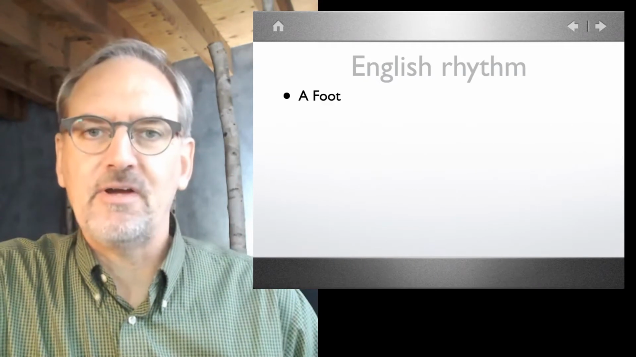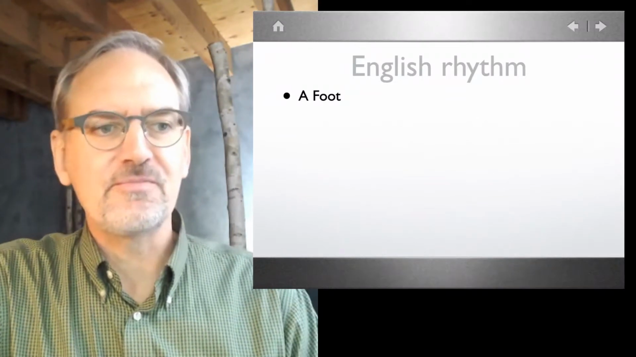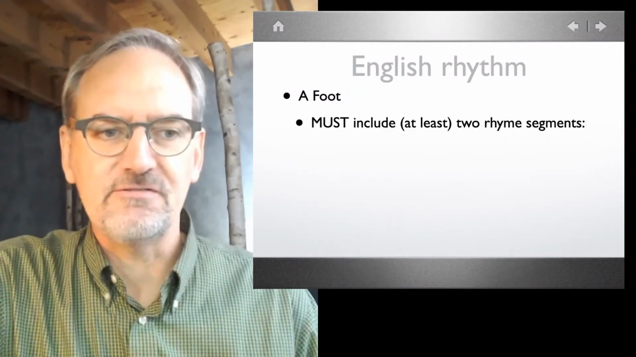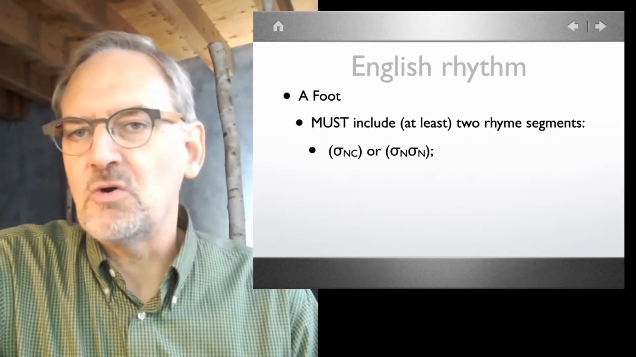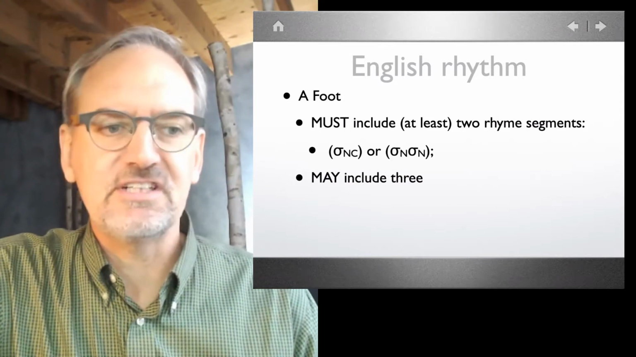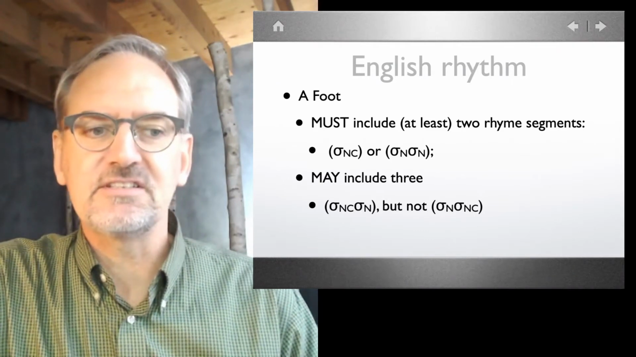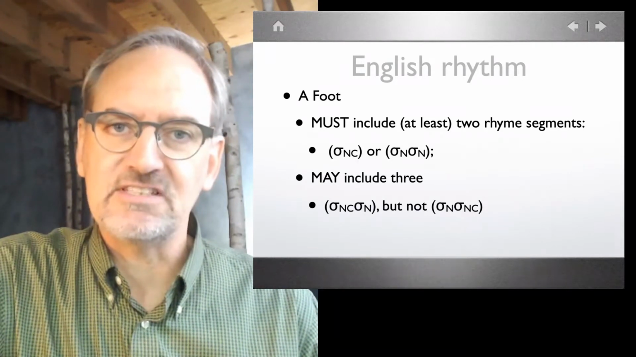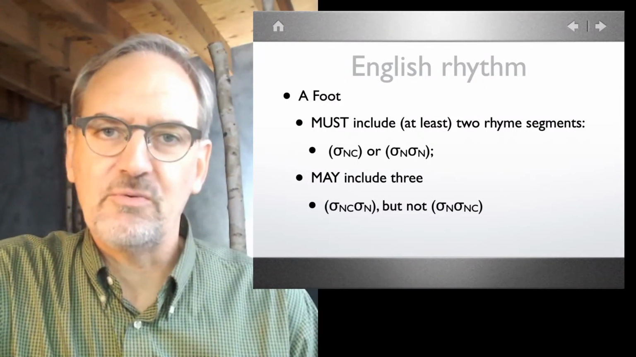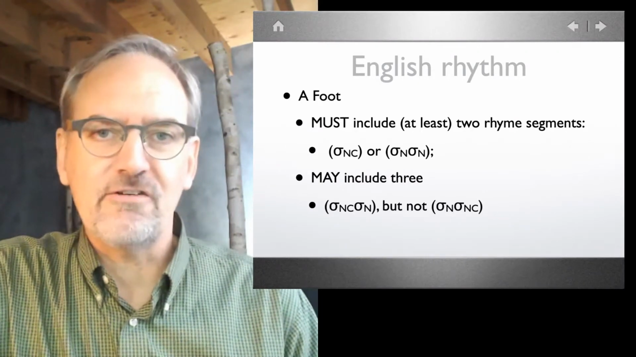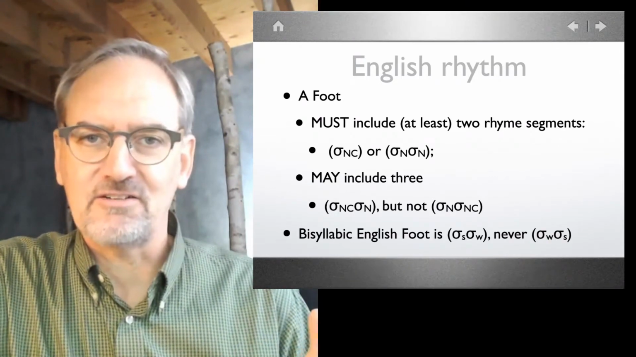Now let's back up and talk about rhythm and then add one more detail and then kind of go a little further. So we've seen that the basis of English rhythm is the foot. We've already seen that it must include at least 2 rhyme segments, whether they're in the same syllable or different syllables. We've also seen that a foot may include 3 rhyme segments if the first syllable is a heavy syllable and the second syllable is a light syllable. But we don't get 3 rhyme segments where the first syllable is light and the second syllable is heavy. Okay? All of that is familiar.